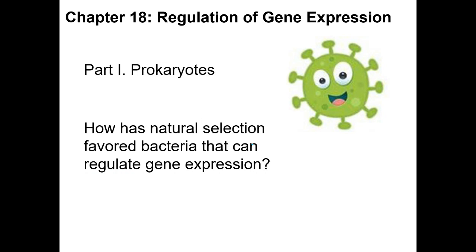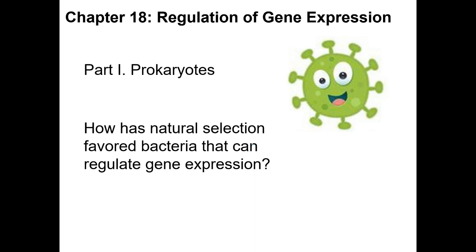Regulation of gene expression, Chapter 18. We're going to look at regulation of gene expression in both prokaryotes and eukaryotes. What it means is that sometimes you turn genes on and sometimes you don't. For a eukaryote, there might be times where you turn on genes in neurons and you don't turn them on in skin cells. For prokaryotes, it's just one cell, and so sometimes they're going to turn genes on when they need them, and sometimes they're not.